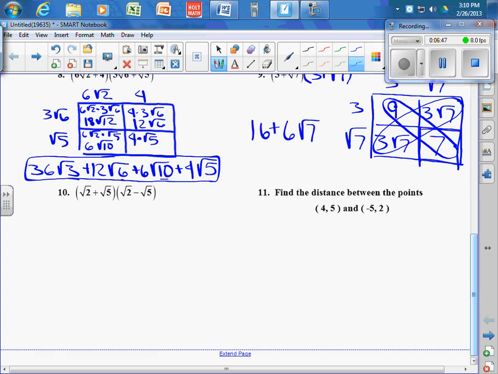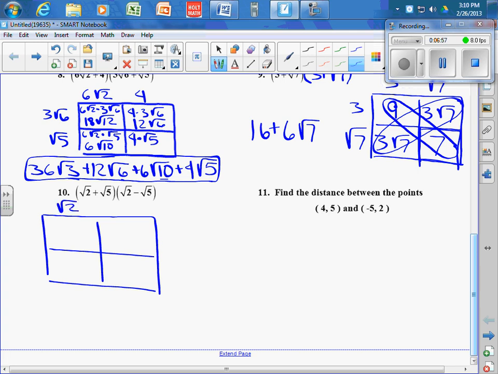In number 10, again, I have a binomial times a binomial. This is going to be another window panes. Radical 2, radical 5. Here's my radical 2, but this last one is negative radical 5. Top left, radical 2 times radical 2 is 2. Bottom right, radical 5 times negative radical 5. Well, if it were radical 5 times radical 5, we'd have 5. But I have radical 5 times negative radical 5 is negative 5.